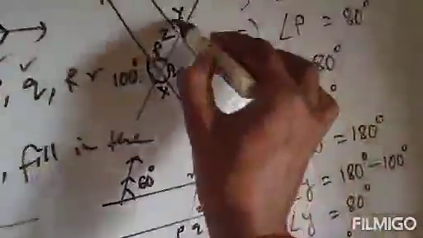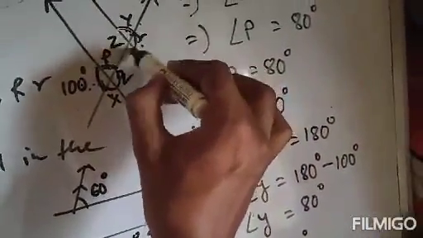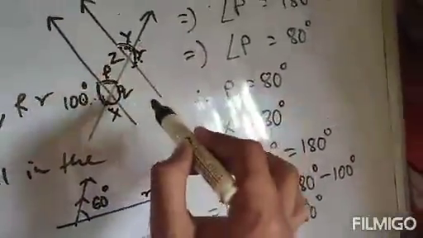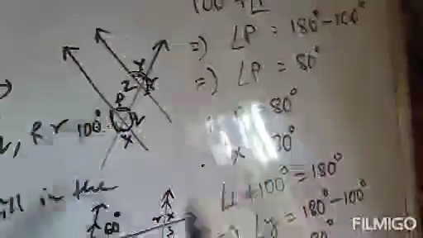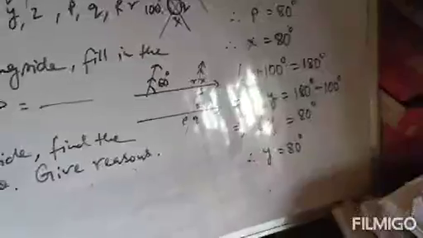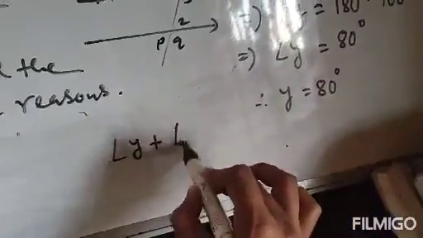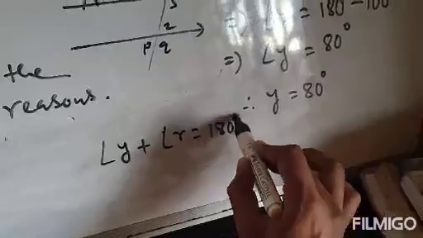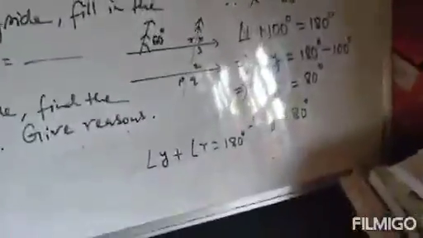Now if y is 80 degree, see y and r, they are linear pair of angles, and the sum of a linear pair is 180 degree. So we can write y plus r equal to 180 degree. From there we can calculate the value of r.